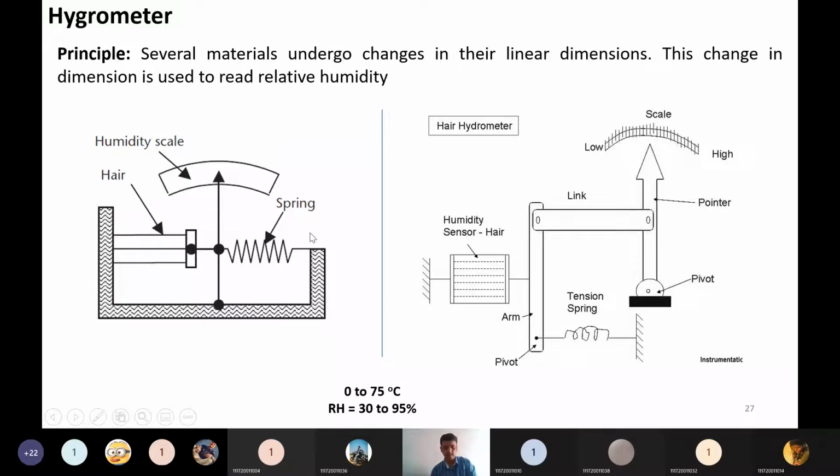So this type of instrument was very popular. They were used in many industries, but they are not very accurate. Why? Because all these are natural materials. If you use a hair material, we can call this a hair hygrometer. If you use a wood material, you can call this a wood hygrometer. If you use a paper material, you can call it a paper hygrometer. The applications will be the same, 0 to 75 degrees and relative humidity of 30 to 95%. We can easily use them, but they are very limited in use.